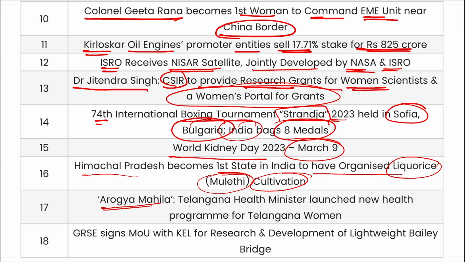Arogya Mahila is the scheme launched by the Telangana Health Minister, or we can say the Telangana government, in order to provide health checkups, free health checkups and medicines for the women in Telangana. Also, a nutrition kit will be provided to the pregnant women there.